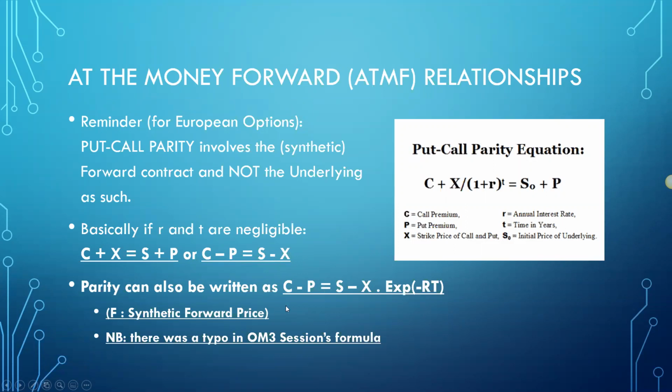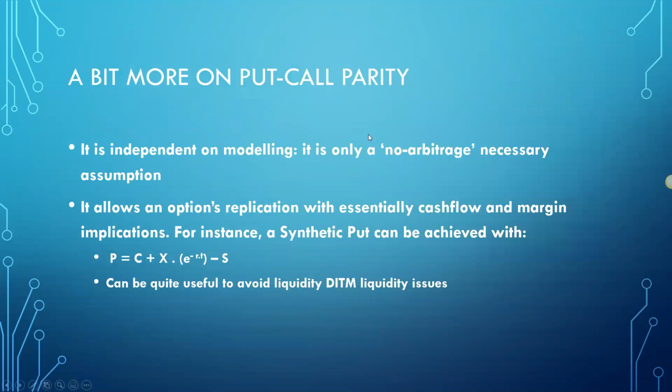Now, something that I've actually coded in my software, and it's quite interesting, is that because of this factor, it is actually a relation involving the forward price or futures price. But the futures price is generally not available. So that's why we use a synthetic forward instead. I will get back to that right now.